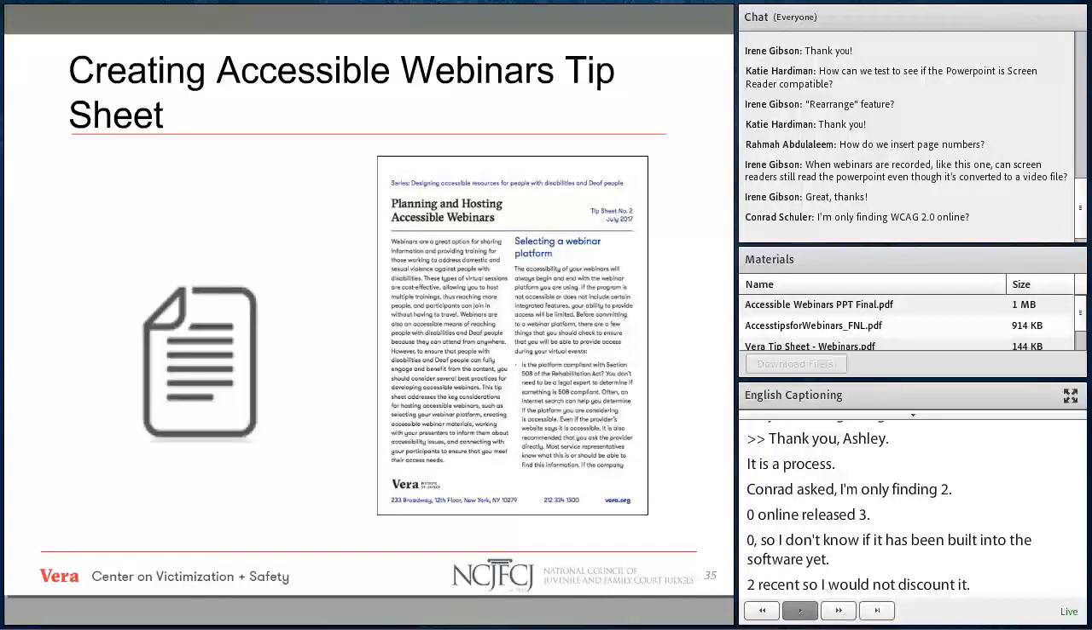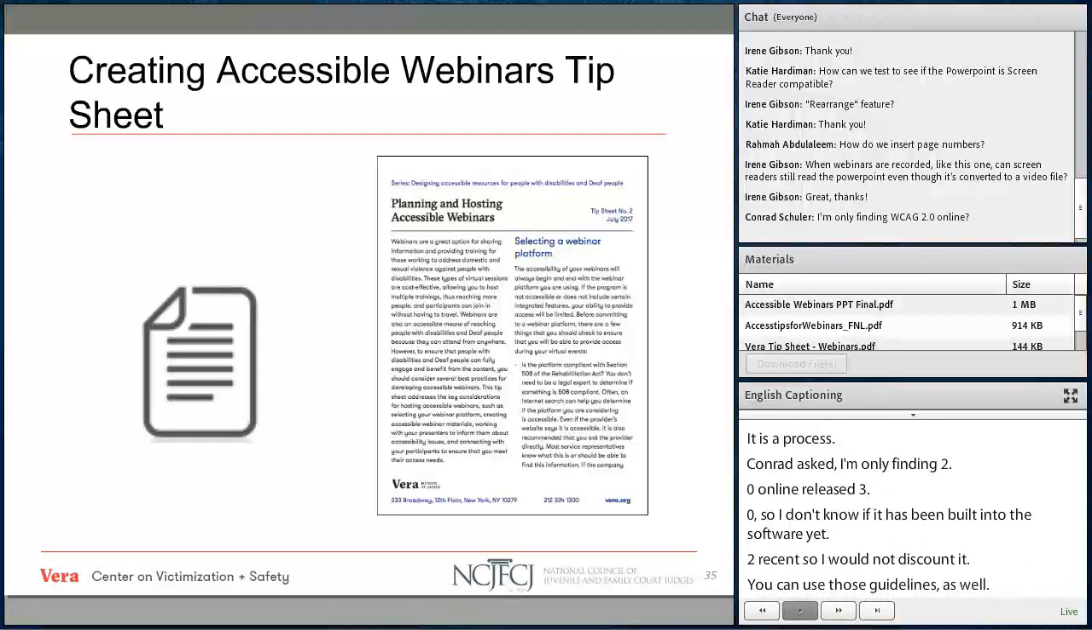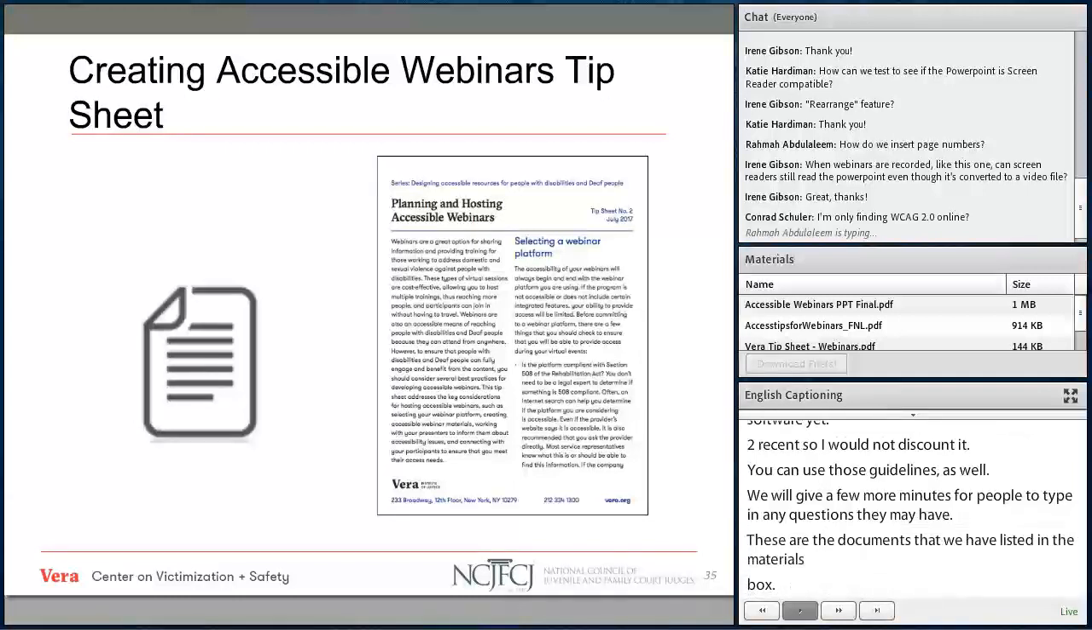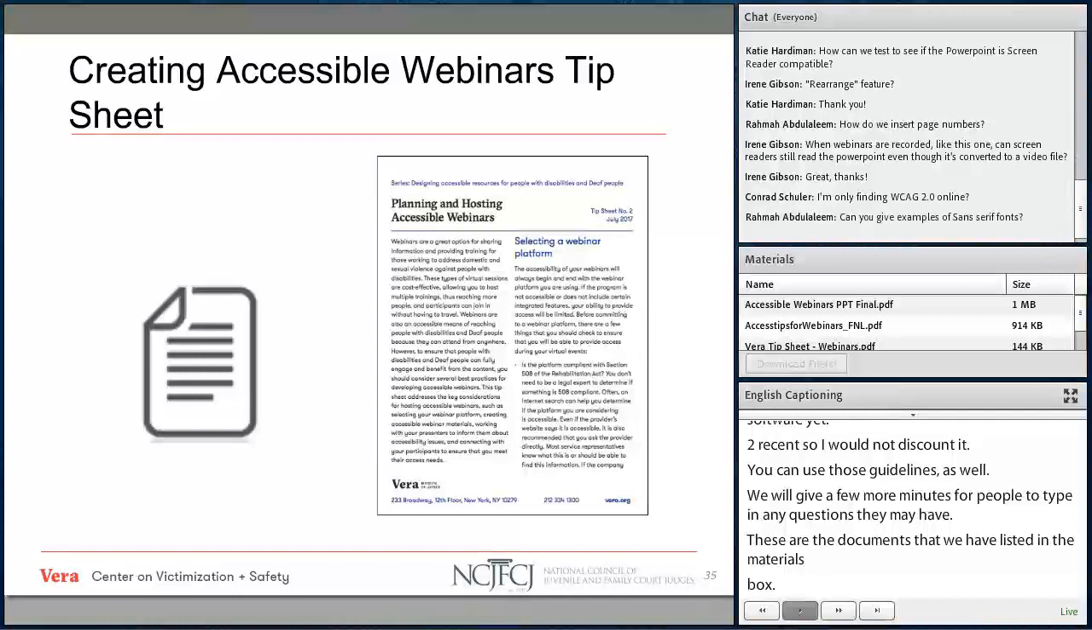All right, we will just give a couple more minutes for people to type in any questions they may have. These are the documents that we have listed in the materials box. So Vera has a planning and hosting accessible webinars tip sheet that is listed in the materials box. And then we also have an accessibility tip sheet for webinars that focuses a little more on the how-to of it. So depending on what you're looking for, you can download both of those documents.